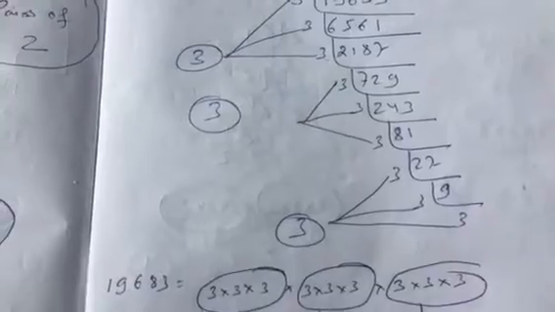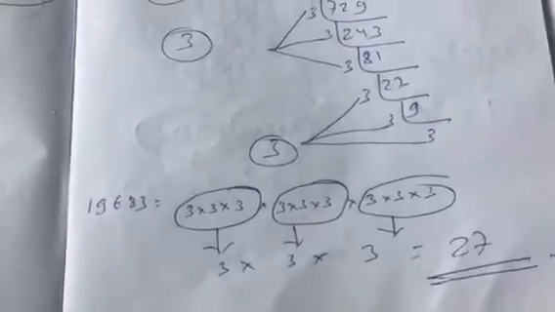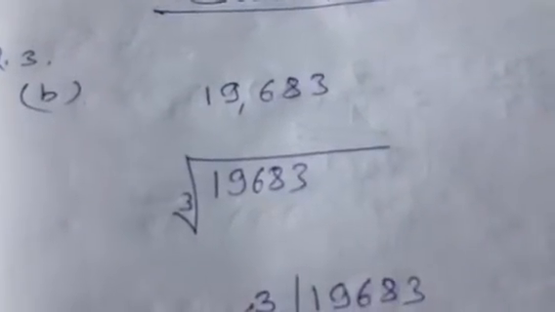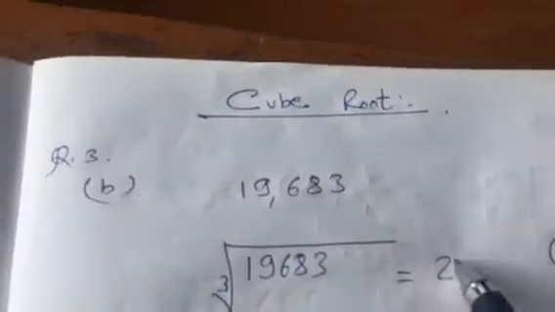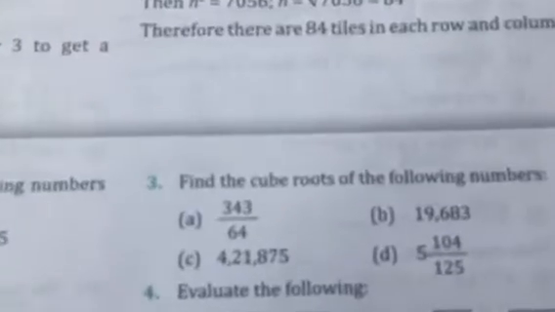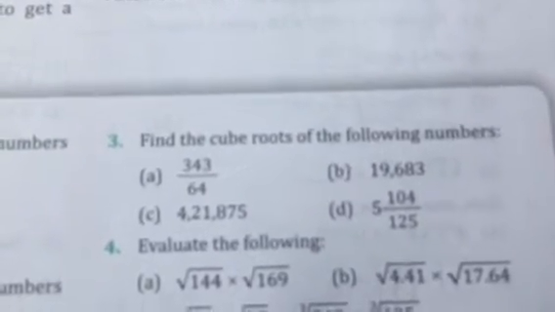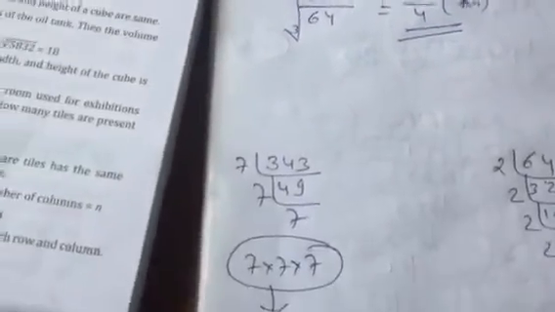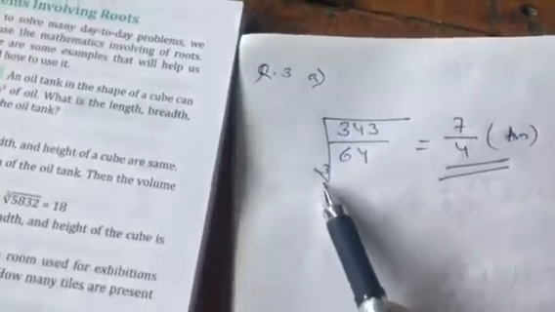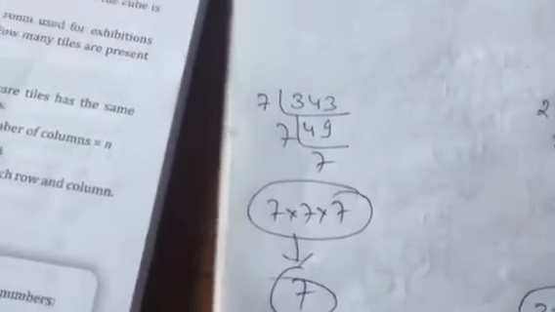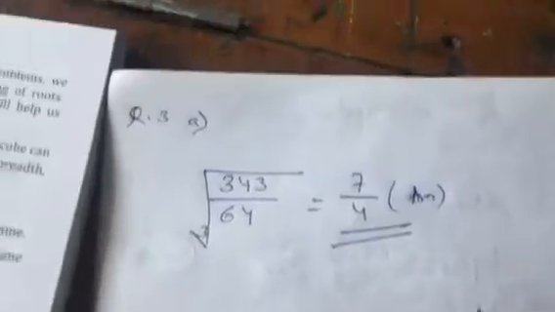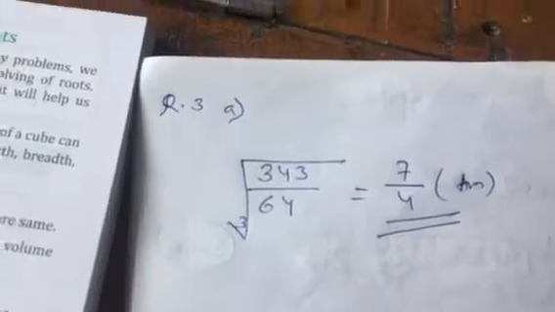So 3 into 3 into 3 is 3 3s are 9, 9 3s comes to 27. This is the cube root. So the symbol of cube root, as it is written here, the cube root of 19683 is equal to 27. You may find another complicated question on the same page, 343 divided by 64. Whenever such a question arises, no need to worry. Simply find separately the cube root of 343, that comes to 7. Then again find the cube root of 64 separately and write it as 4. This is how these things are done.